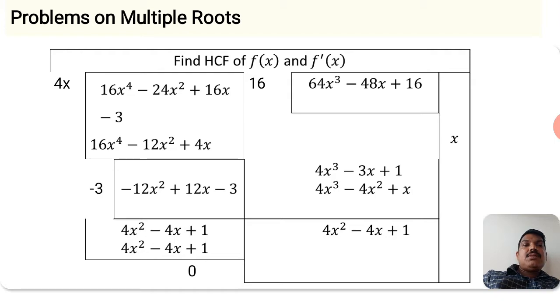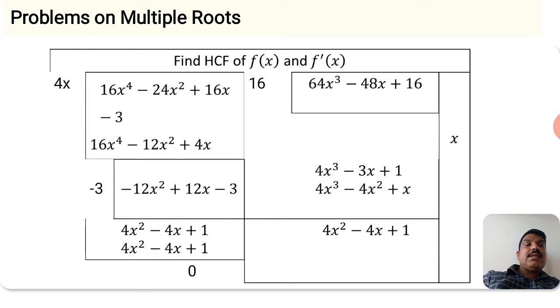For the HCF, we always equate the degree of x, so we use the division method. HCF is nothing but the highest common factor, and in the same way we are applying it to the polynomial. Here f(x) is 16x to the power of 4 minus 24x square plus 16x minus 3, and f'(x) is like that, 64x to the power of 3 and so on.